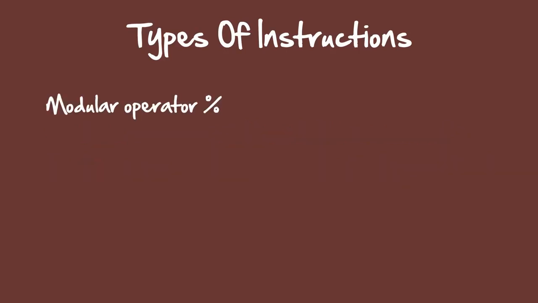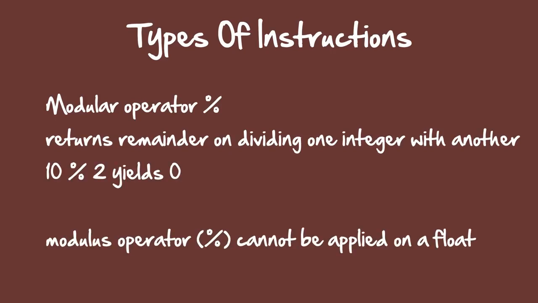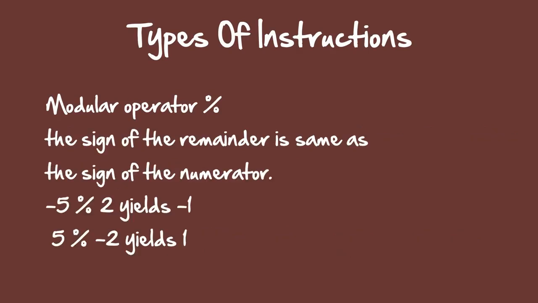The second is, in addition to the division operator, C also provides a modular division operator. This operator returns the remainder on dividing one integer by another. Thus, the expression 10 divided by 2 yields 5, whereas 10 modulus 2 yields 0. Note that the modulus operator cannot be applied on float. Also note that on using modulus, the sign of the remainder is always the same as the sign of the numerator. Thus, -5 modulus 2 yields -1, whereas 5 modulus 2 yields 1.